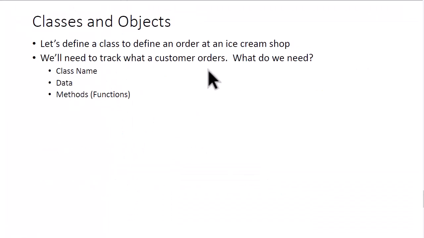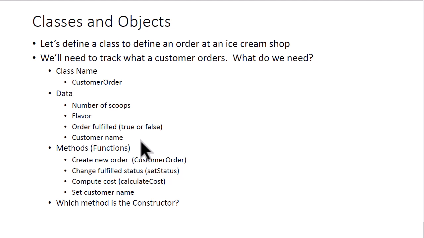What if we wanted to define an order system to track customer orders at an ice cream stop? Well, what kind of data would we need? Well, we would need to give it a class name. We would need data and methods. We would need to define what each of these are so we can actually write the class definition and then create objects. Well, here are some examples of what we could use. Well, we could call the class name customer order, kind of self-describing. What data?